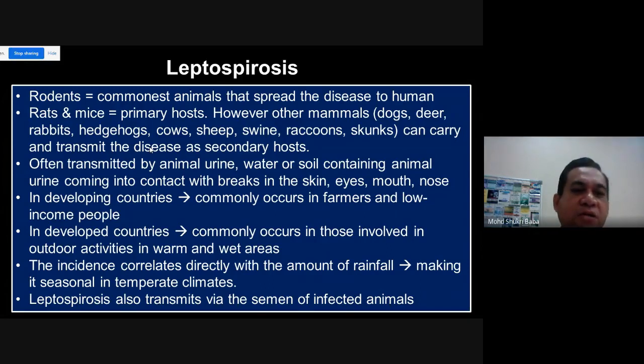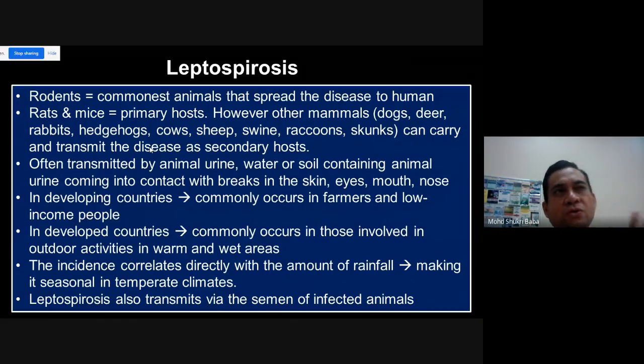In developing countries, it commonly occurs in farmers and low-income people. In developed countries, it commonly occurs in those involved in outdoor activities in warm and wet areas. So, in developing countries such as Malaysia, it commonly occurs among farmers, planters, and low-income people, because their lifestyle there may not be hygienic, and there may be rodents there. Whereas in developed countries, it commonly occurs among the population because they are involved in outdoor activities, camping, backpacking, and then they go to wet areas, waterfalls and so on.